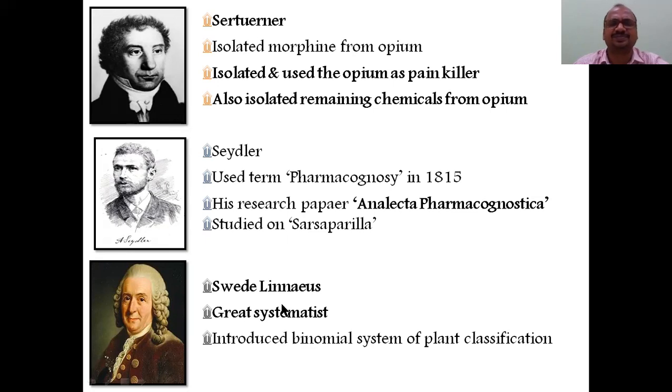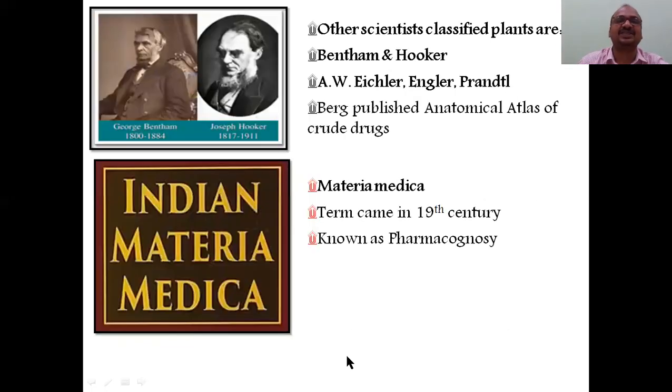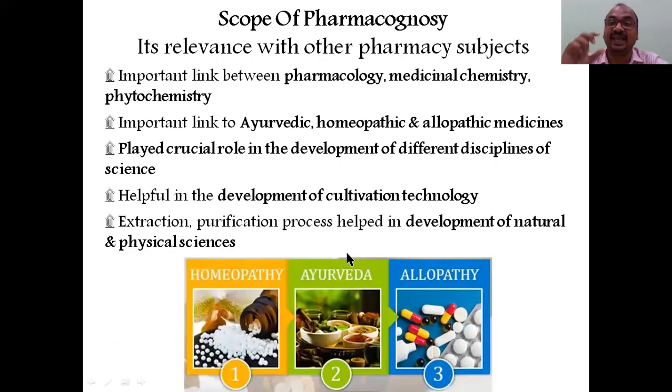And the Swedish Linnaeus, he is a great systematist. He introduced the binomial system of plant classification. And there are some more scientists, like Bentham and Hooker, who classified plants, and Engler, Prantl. Berg published an anatomical atlas of crude drugs. And this is Indian materia medica. Materia medica is a term used in the 19th century. First time they used it, and it is nothing but pharmacognosy.